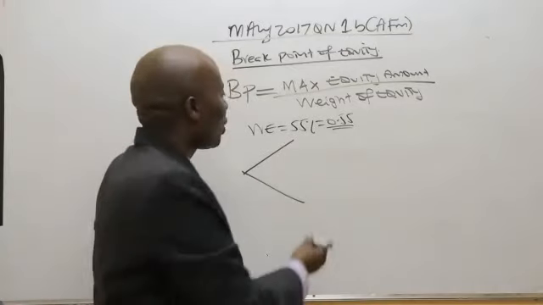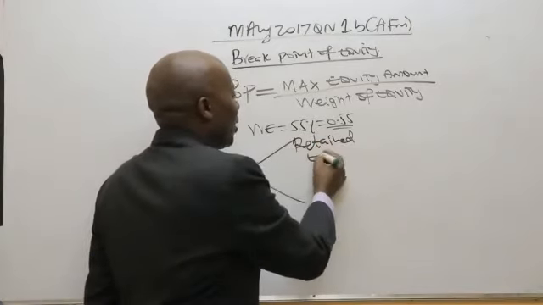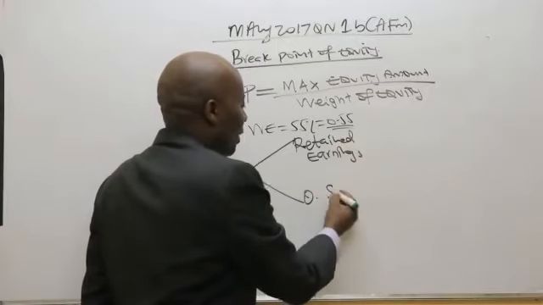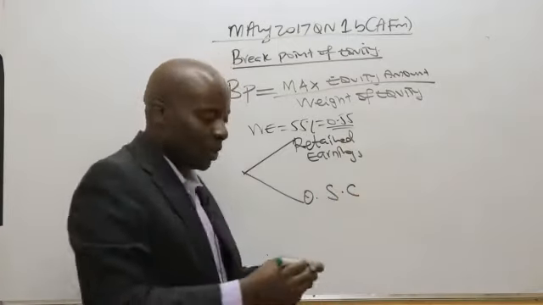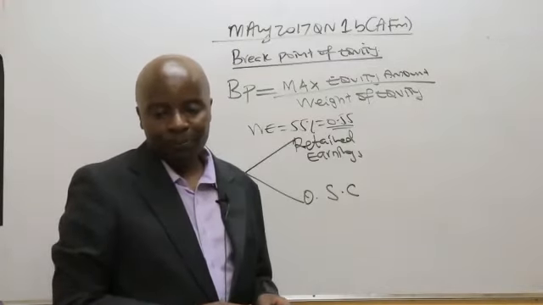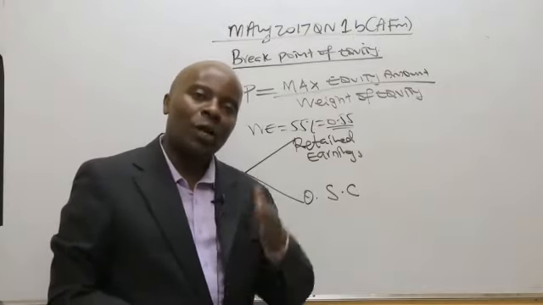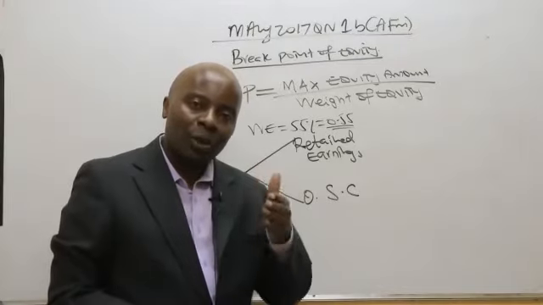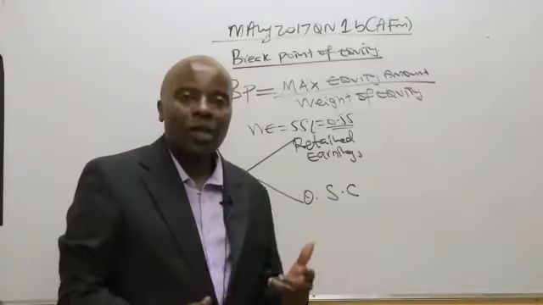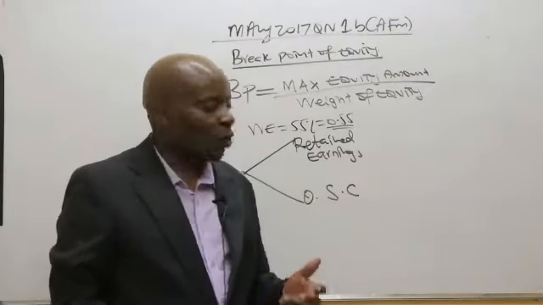Under equity, ladies and gentlemen, we have retained earnings, and then we have what we call the ordinary share capital. So for us to be able to compute the breakpoints of equity properly, first of all, we have to tell how much we have coming from retained earnings.